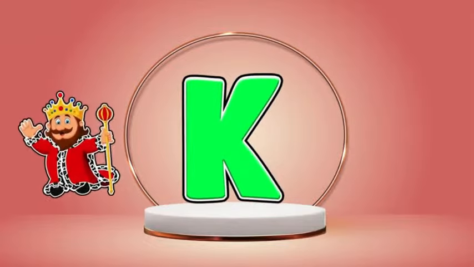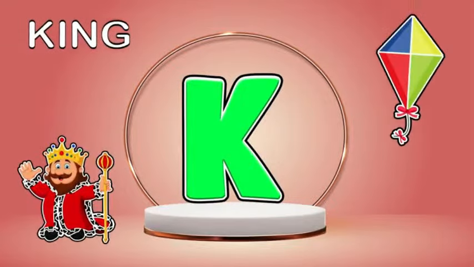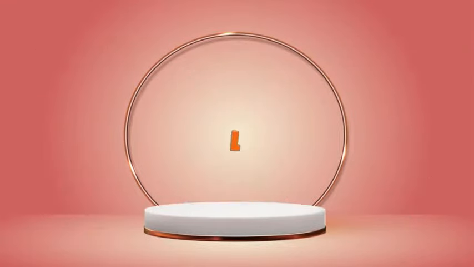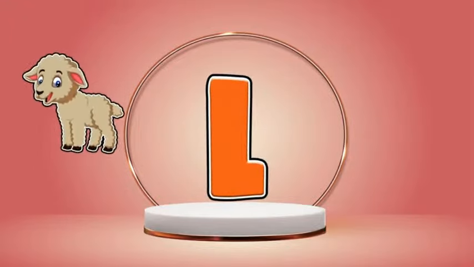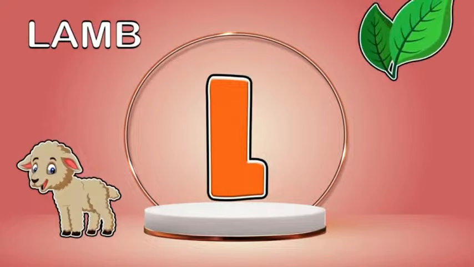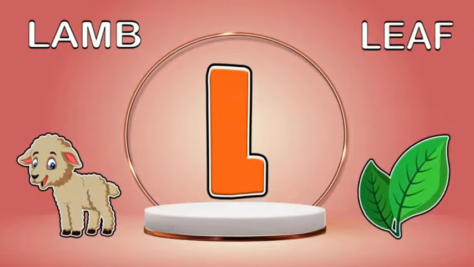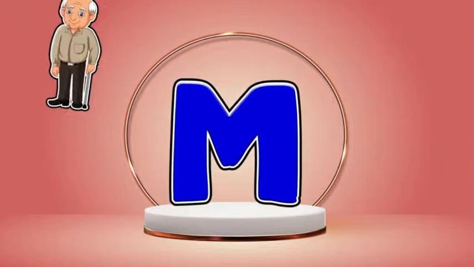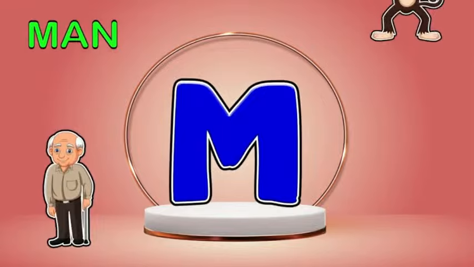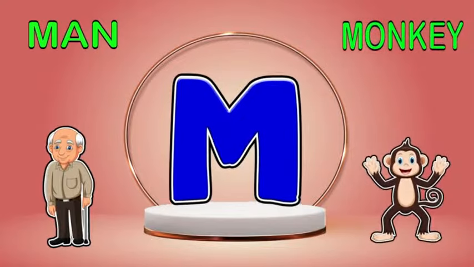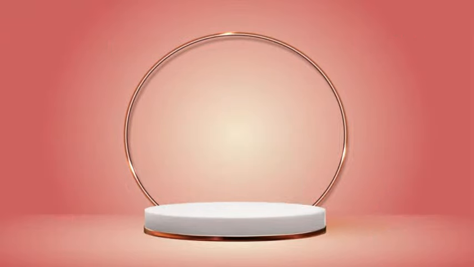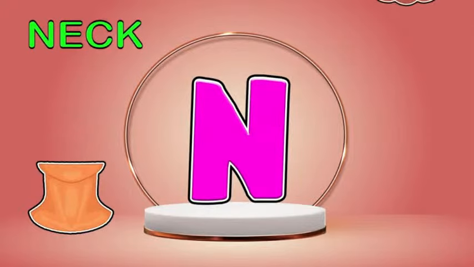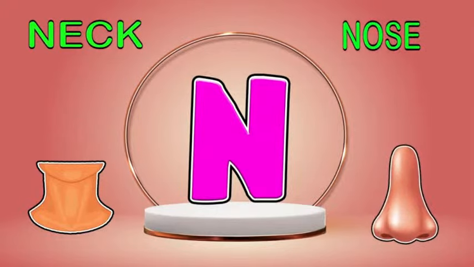K for king, K for kite, K, K, K. L for lamb, L for leaf, L, L, L. M for man, M for monkey, M, M, M. M for mouse.